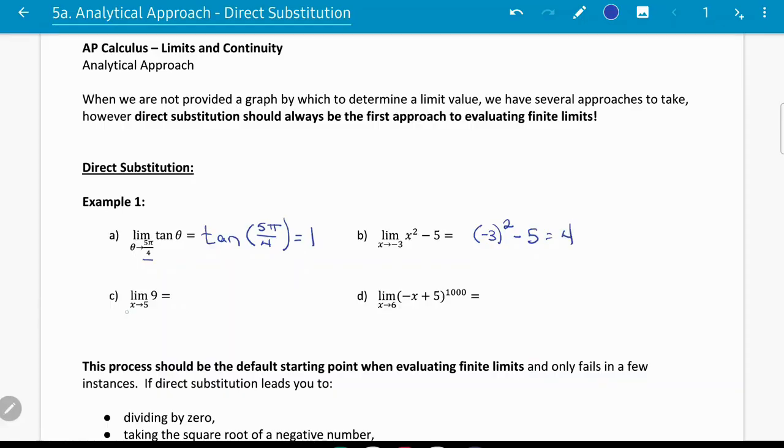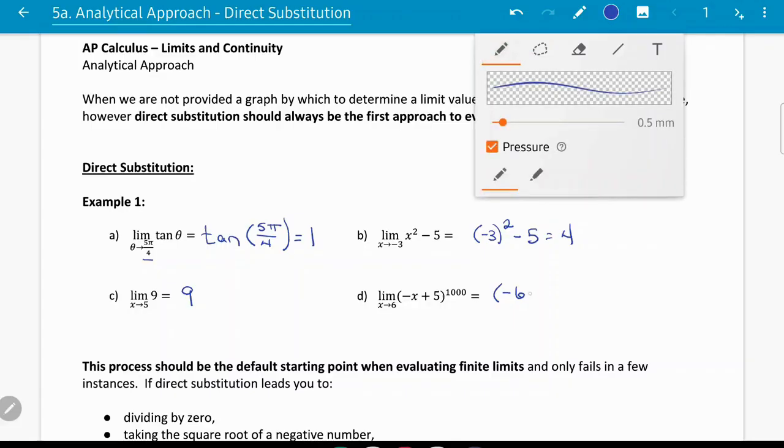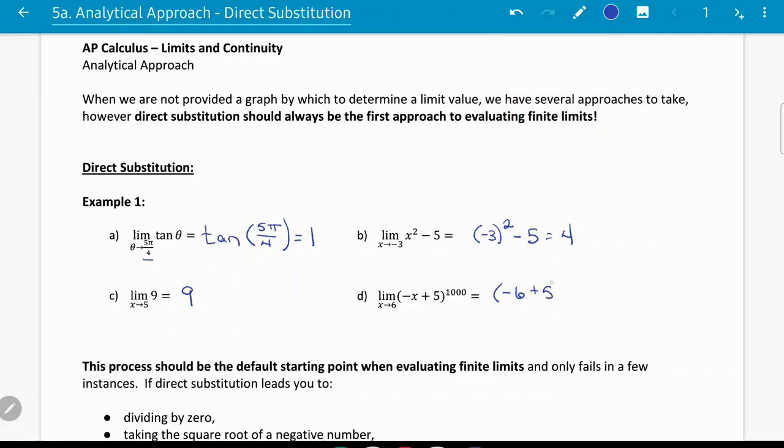The limit as x approaches 5 of 9 is simply 9. And lastly, our limit as x approaches 6 of negative x plus 5 to the 1,000th power is going to be negative 6 plus 5 to the 1,000th power, which is going to be negative 1 to the 1,000th, which is just going to be 1.